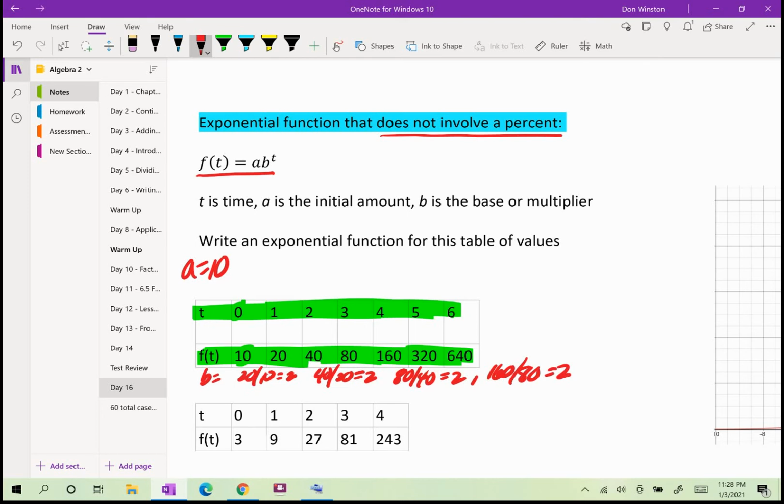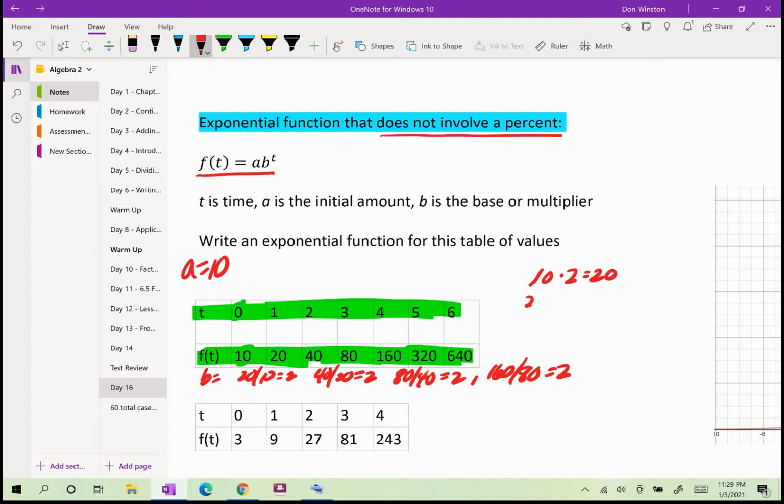In other words, every time time increases by 1, I'm doubling. When I started, when time was 0, I had 10. The next day, 10 times 2 is 20.